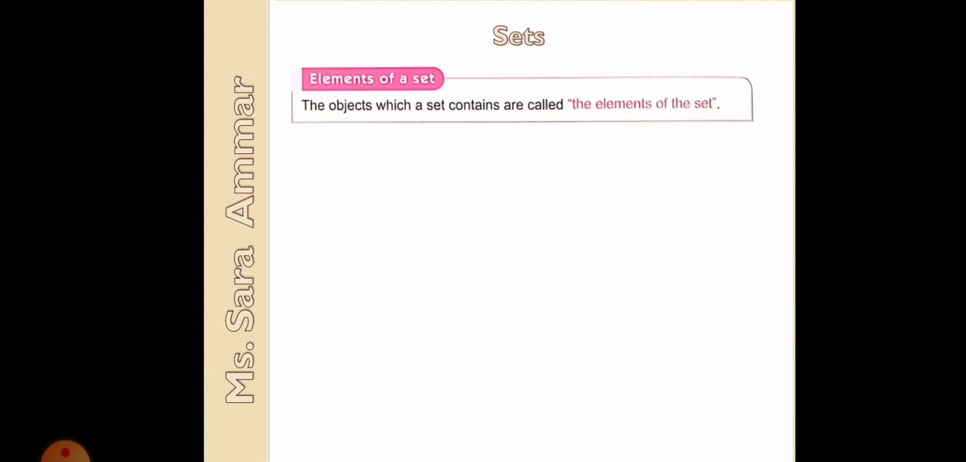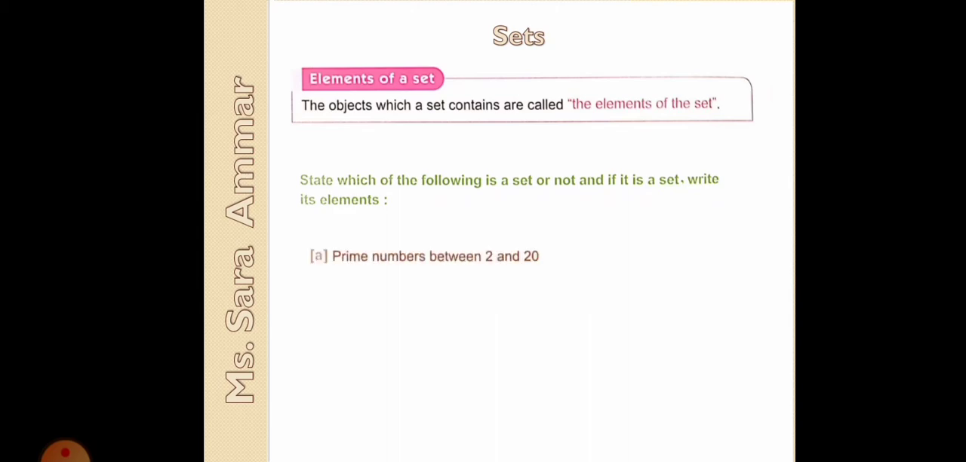Now, the elements of the sets. The objects which a set contains are called the elements of the set. Let's see if we can say what the elements of the following are. If we can count the elements and know the elements in each one, then it's a set. If we cannot, then it's not a set.